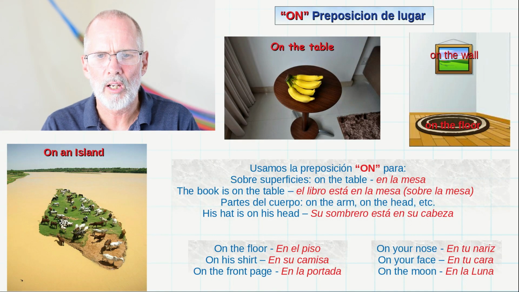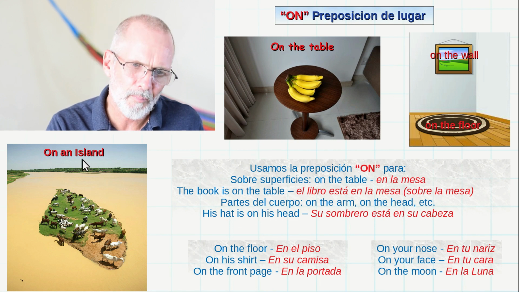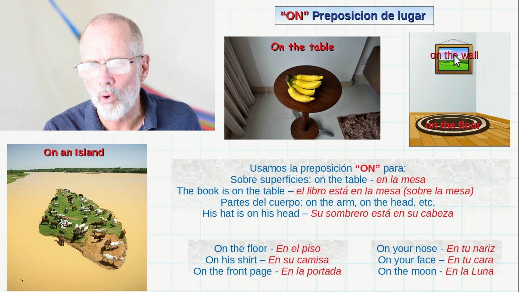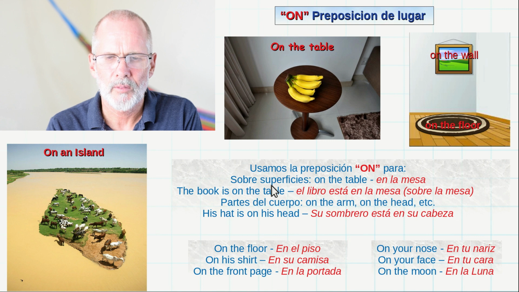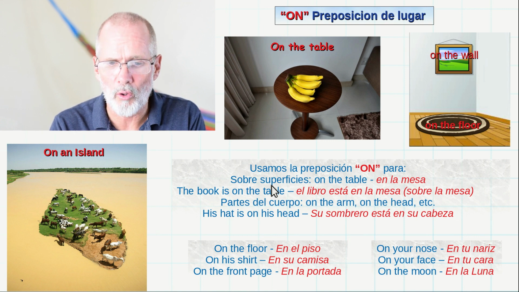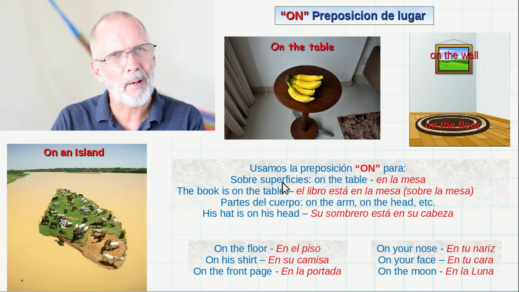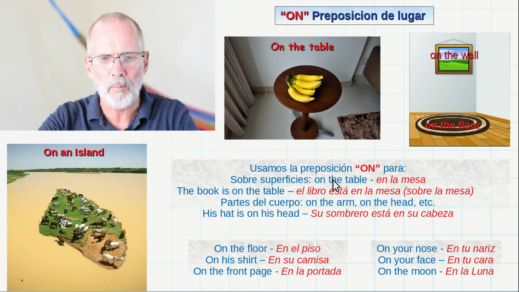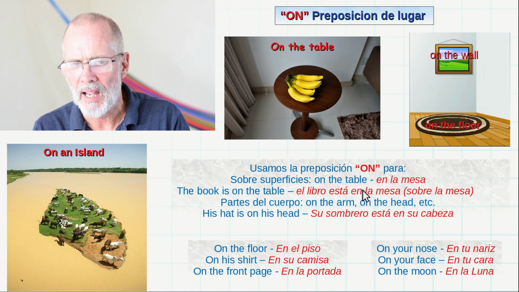Vamos a seguir con la preposición on. Aquí también tengo ejemplos: on an island, on a table, on the wall, and on the floor, en la pared y en el piso. Son cuatro ejemplos, perdón. Ok, usamos la preposición on para superficies, esas cosas planas de más de dos dimensiones. Por ejemplo, on the table es una superficie plana. The book is on the table. El libro está en la mesa.